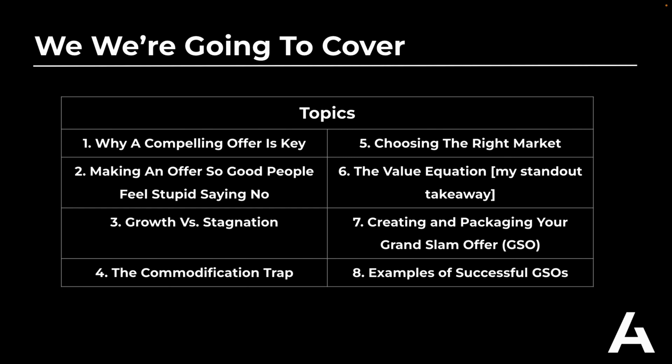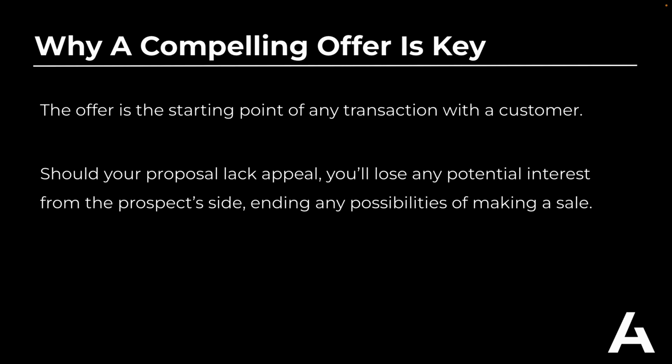Okay, topics we're going to cover. Number 1, why a compelling offer is key. Number 2, making an offer so good people feel stupid saying no. Number 3, growth versus stagnation. Number 4, the commodification trap. Number 5, choosing the right market. Number 6, the value equation, my standout takeaway from that also. And number 7, creating and packaging your Grand Slam offer. And then after that, examples of successful Grand Slam offers. Okay, so let's get straight into it.